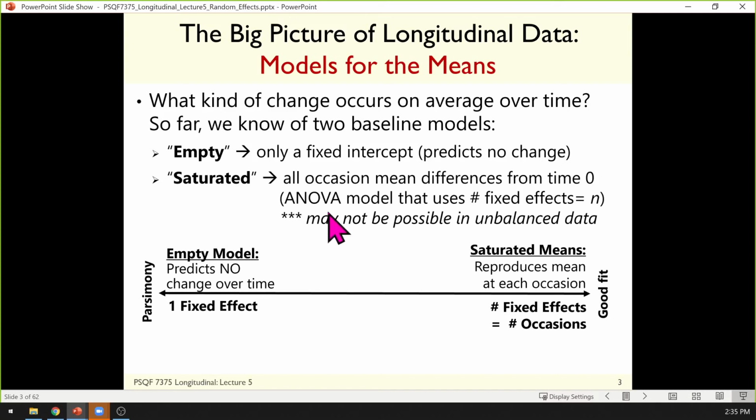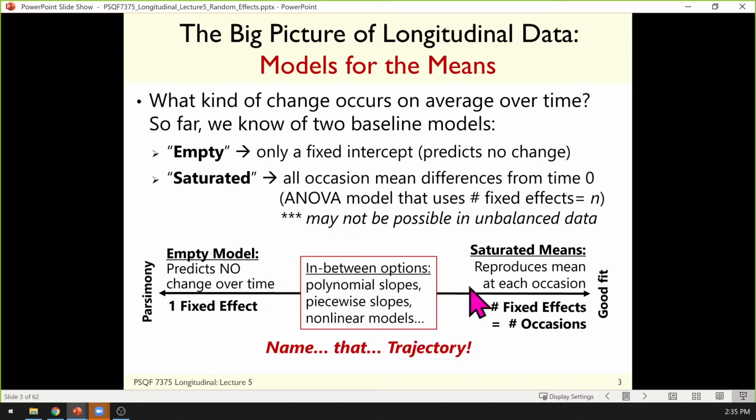But where we are headed then is intermediate choices. So again, with Name That Tune as my idea, we're going to play Name That Trajectory. What is the trajectory like on average, and how do we estimate fixed effects in the model for the means to describe it? That's what we want to know.